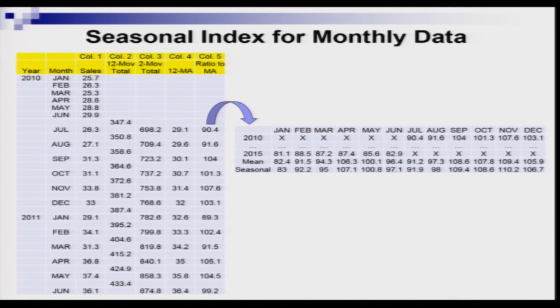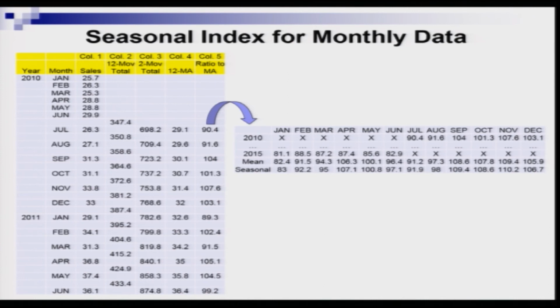To save space, I am not showing the years in between 2010 and 15, and in the columns I have 12 months. So you see for the first 6 months in 2010 I will not get these ratio to moving average values, and I have shown you why. I have also explained why we will not get the initial period numbers in the last slide also.